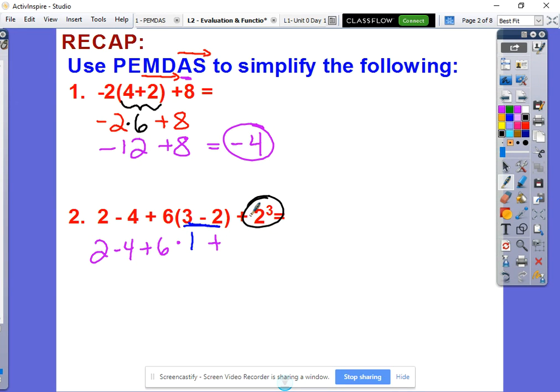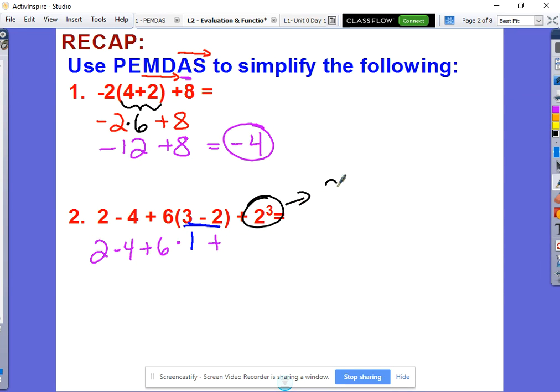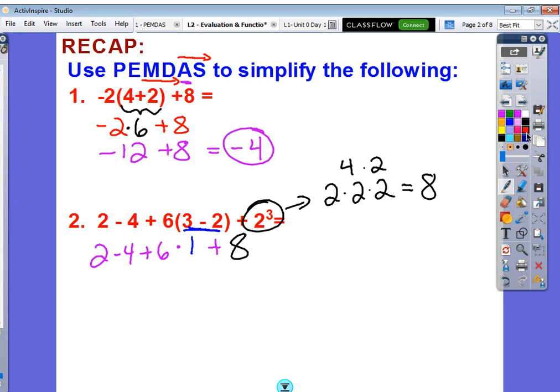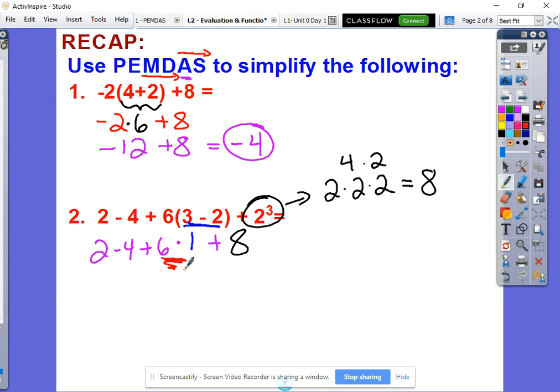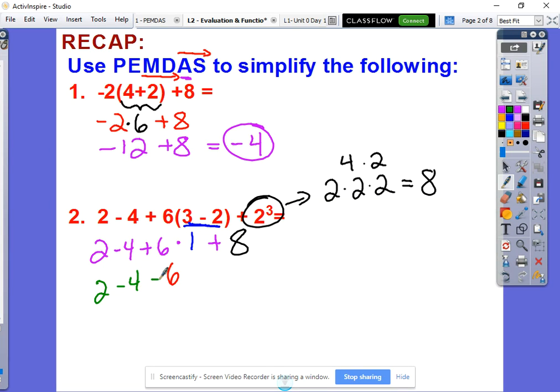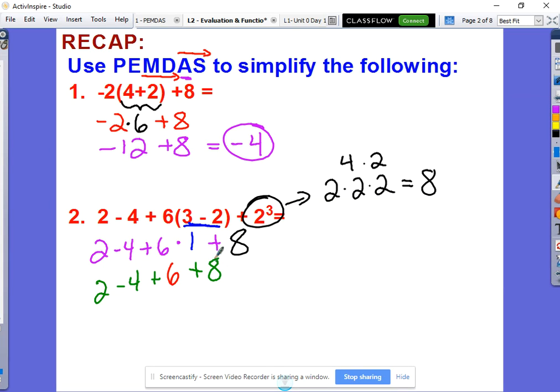So 2 to the third power really means 2 times 2 times 2. So 2 times 2 is 4. 4 times 2 is 8. So 2 to the third power is 8. We're adding 8 there. All right, next is multiplication and division. We have multiplication right here. So we're going to multiply those together. That gives me simply 6. So now we have left behind 2 minus 4 plus 6 plus 8.